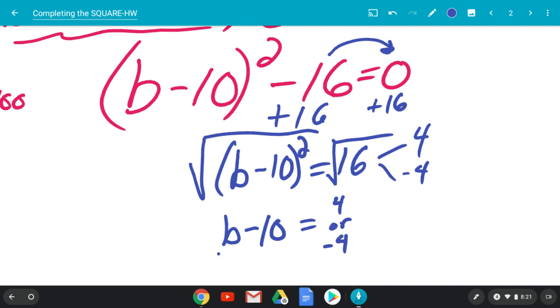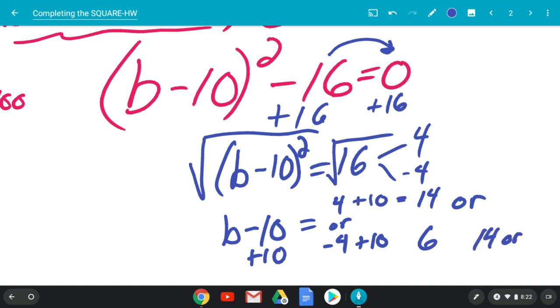Now I'm still trying to get the b by itself. So it's b minus 10. I now have to add 10. But I have to do it to both sides. So I have to go 4 plus 10. And I have to go negative 4 plus 10. Well, 4 plus 10 is 14. And negative 4 plus 10 is 6. So my solutions are 14 or 6.